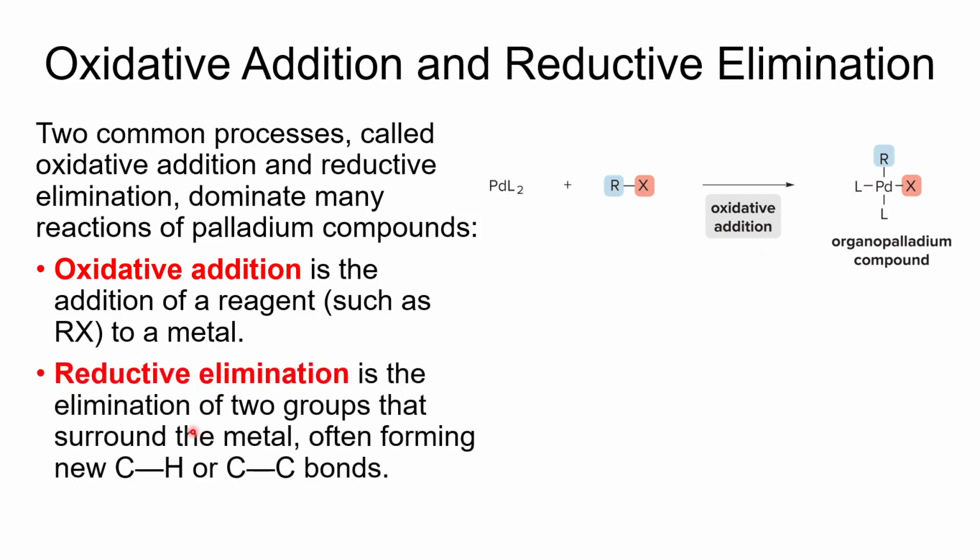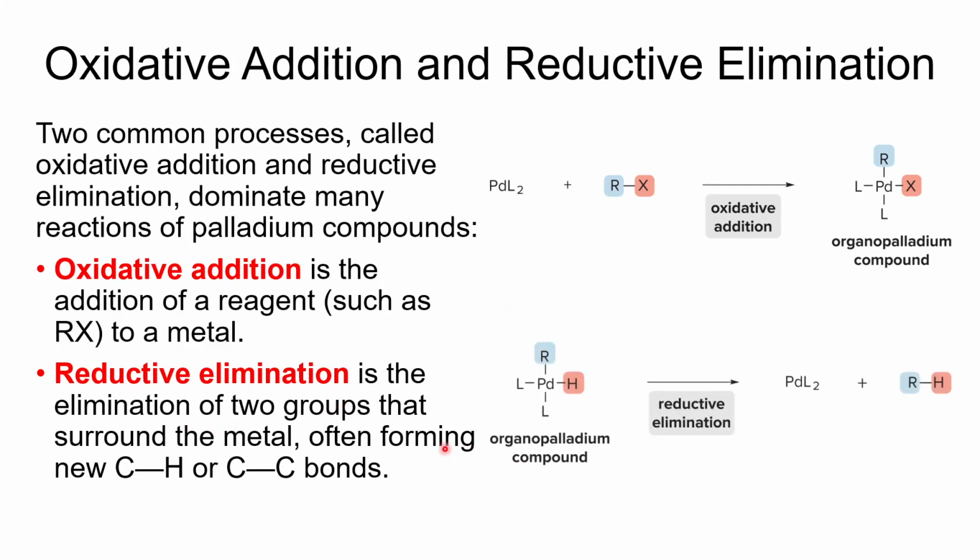Reductive elimination is where we eliminate 2 groups that are on the metal. It's sort of the opposite of this. So with reductive elimination, we may have an R and an H, just as an example. So we have R and H attached to the palladium. When we do the reductive elimination, we're going to lose this. We'll have a new bond between the R group and the hydrogen, and we'll be left with our PdL2. That PdL2 can then go on and react with another compound. So there's lots of possibilities for this, and we will look at some of those possibilities.